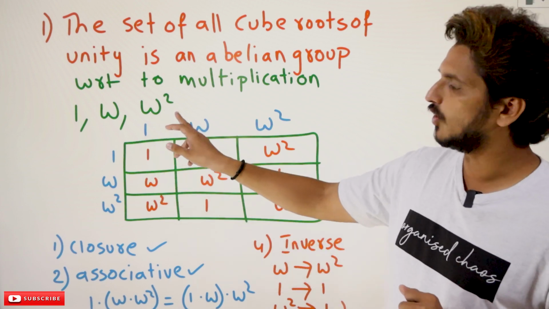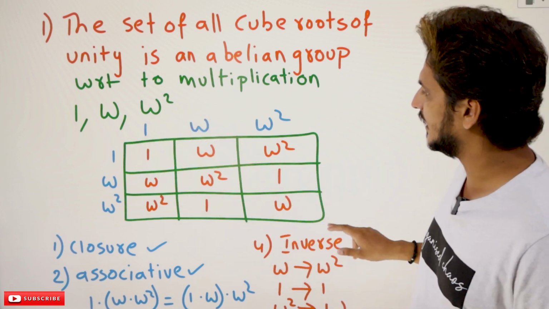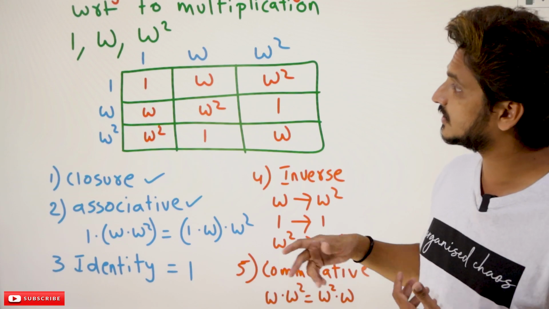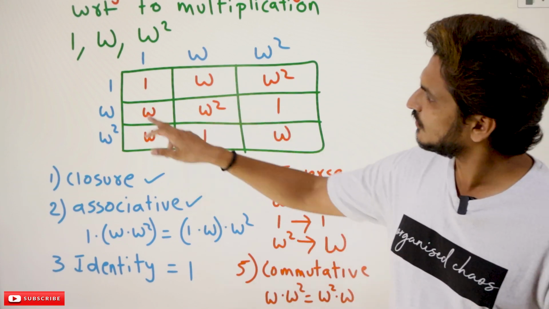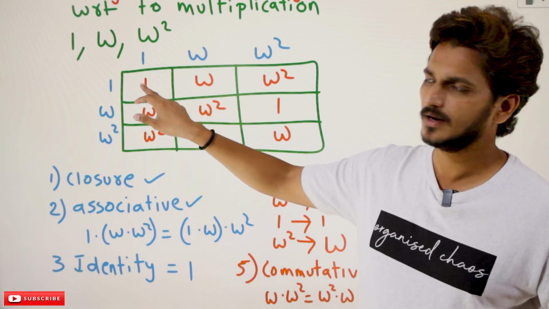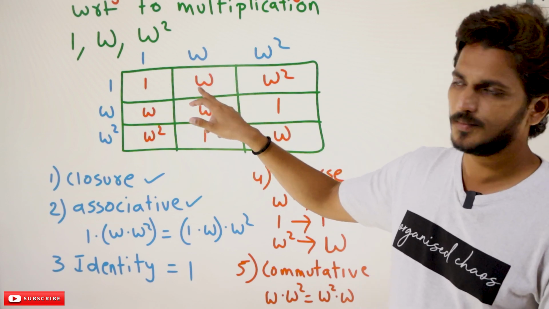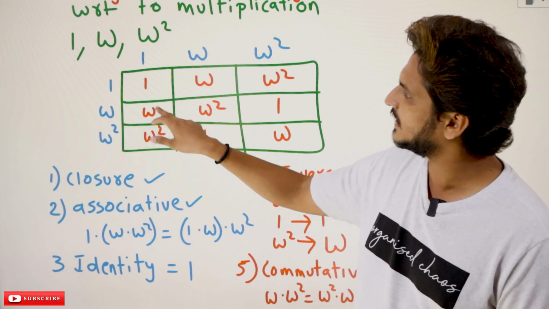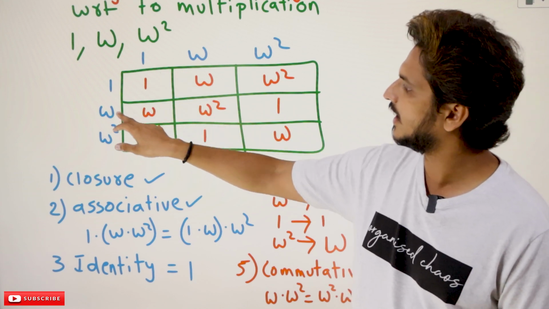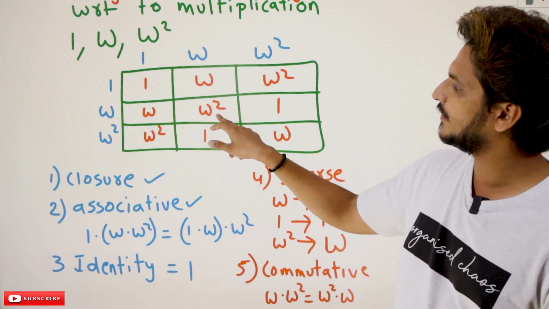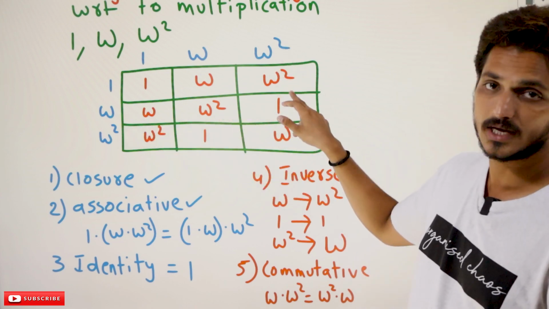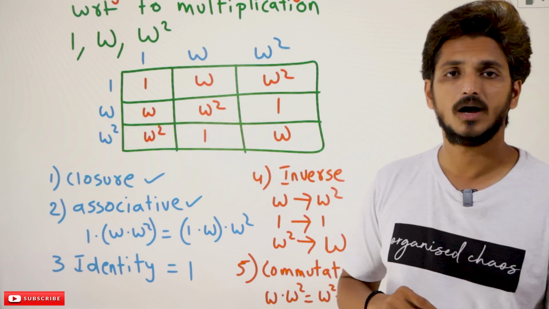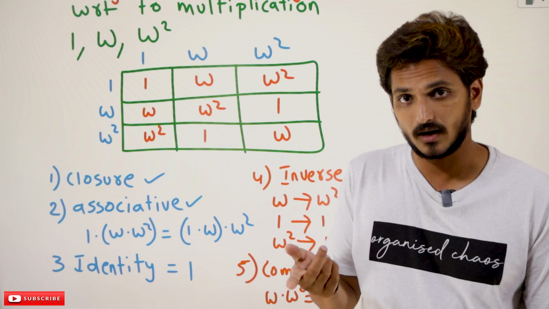So 1, omega, omega square are the cube roots of unity. Now we have to construct the operation table. 1 multiplied by 1 is 1. 1 multiplied by omega is omega. 1 multiplied by omega square is omega square. Similarly, omega multiplied by 1 is omega. Omega multiplied by omega is omega square. Omega multiplied by omega square is omega cube, and omega cube means 1.